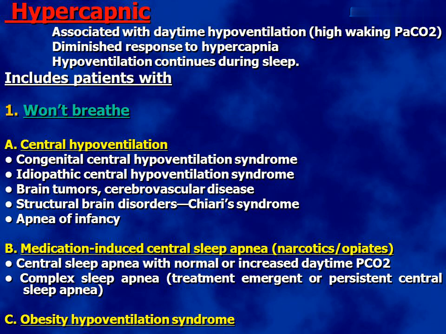Includes patients with won't breathe. Central hypoventilation: congenital central hypoventilation syndrome, idiopathic central hypoventilation syndrome, brain tumors, cerebrovascular disease, structural brain disorders, Chiari's syndrome, apnea of infancy. B. Medication-induced central sleep apnea, narcotics/opiates. Central sleep apnea with normal or increased daytime PCO2: complex sleep apnea, treatment emergent or persistent central sleep apnea. C. Obesity hypoventilation syndrome.